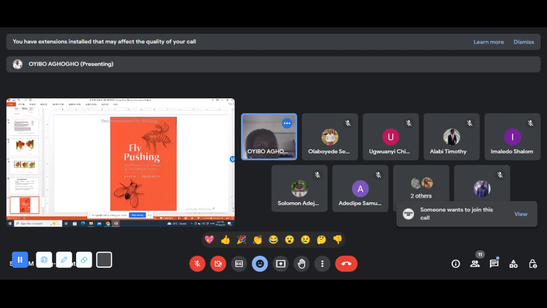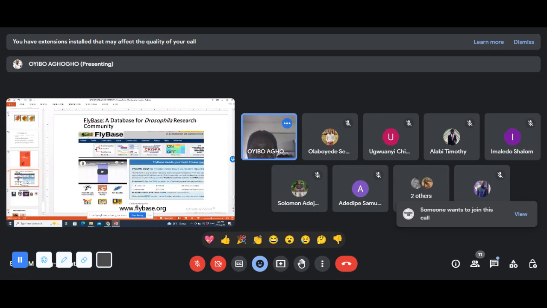So we have some books you can read here. We have this FlyPush. Just Google FlyPush. You can get that book, read a lot of journals on Drosophila, and then we have this FlyBase database. You can get a lot of information from this website, FlyBase.